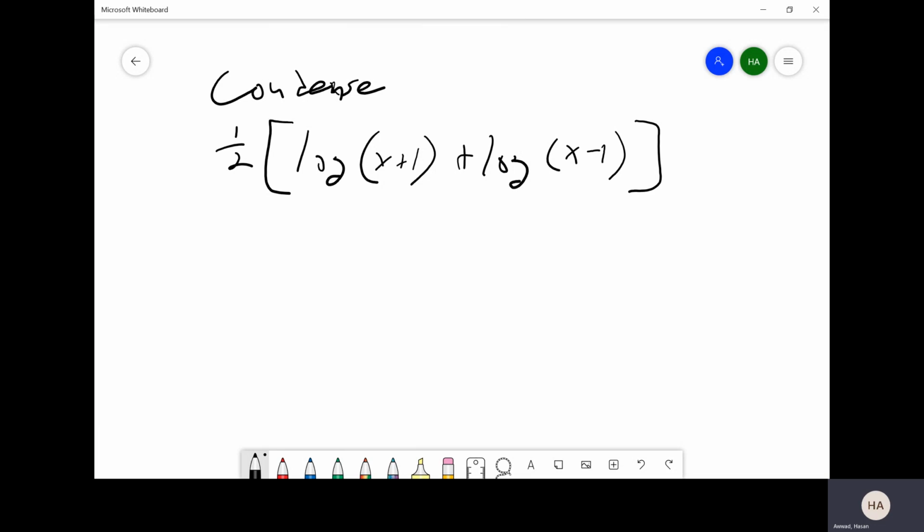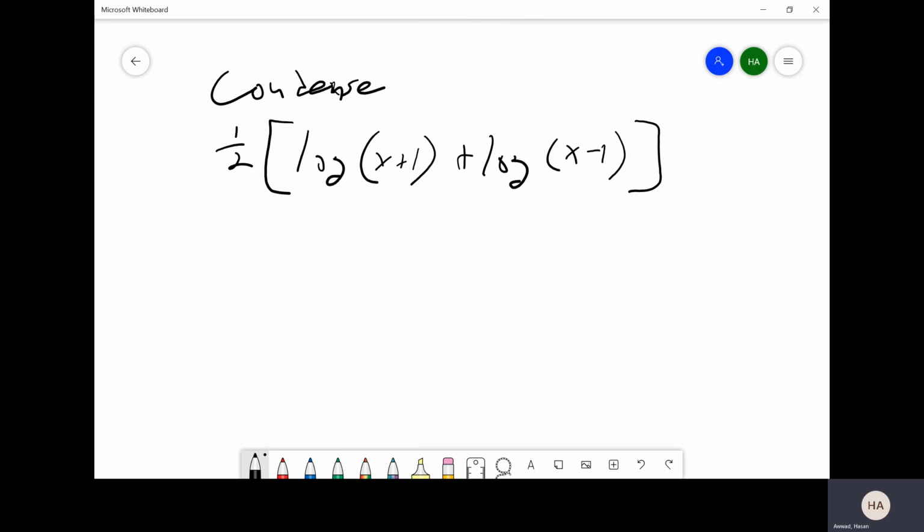Well, first, let's try to handle the logarithms. We see we have a coefficient out front, but trying to handle the coefficient while we still have 2 logarithms could get a little messy. It could get a little tricky. It's not impossible, it just gets a little bit annoying. So first, let's handle the inner piece. I want to condense these 2 logs into 1 log.